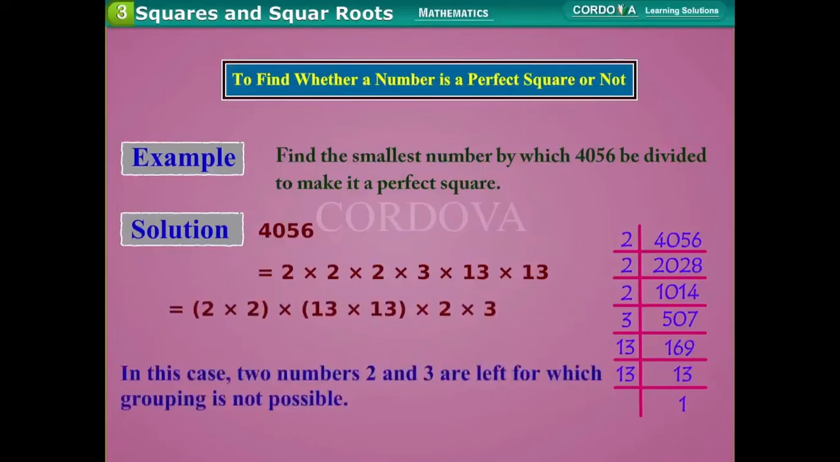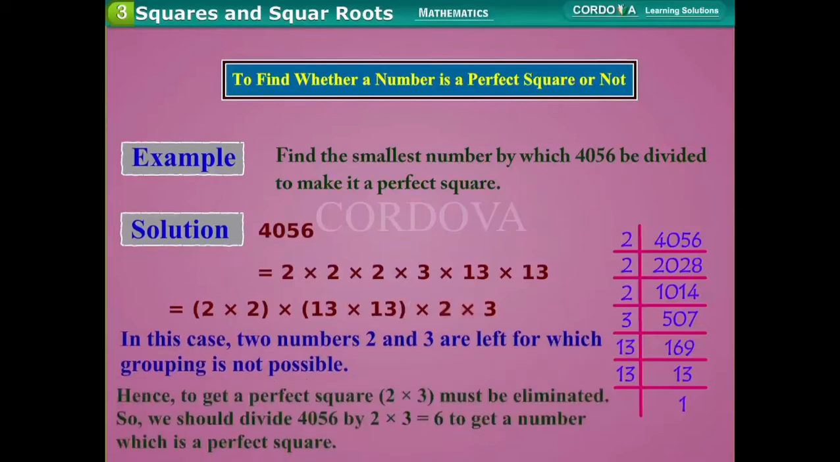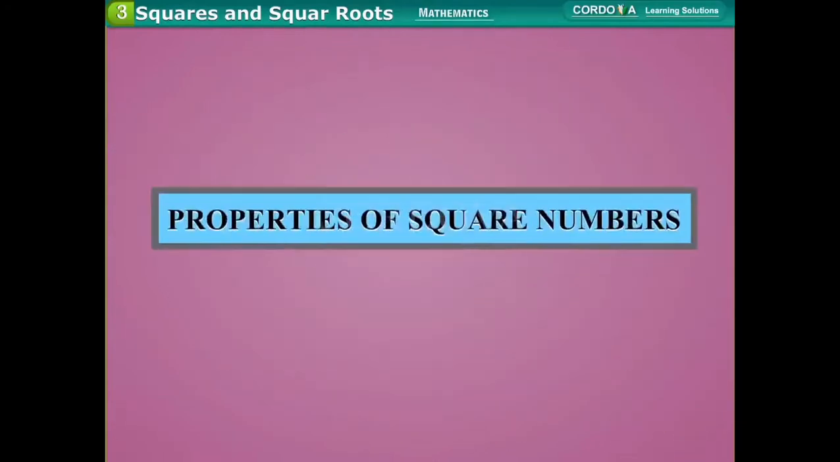In this case, two numbers, 2 and 3, are left for which grouping is not possible. Hence, to get a perfect square, 2 into 3 must be eliminated. So we should divide 4056 by 2 into 3, which is equal to 6, to get a number which is a perfect square. Properties of square numbers.